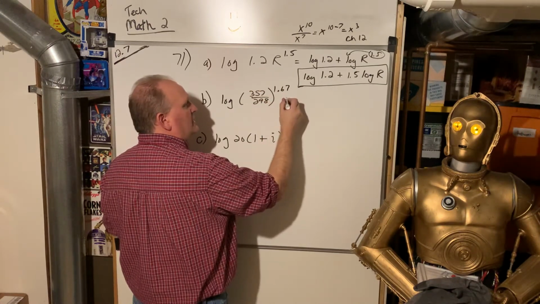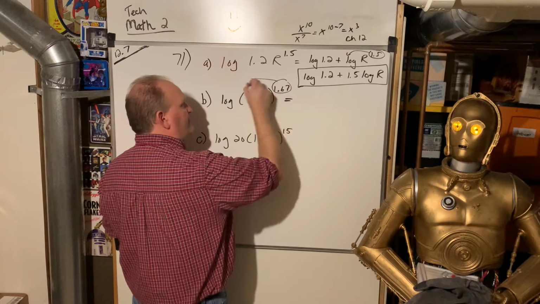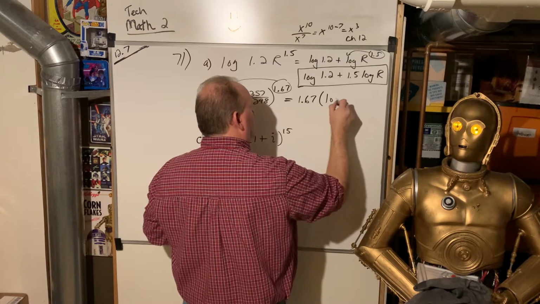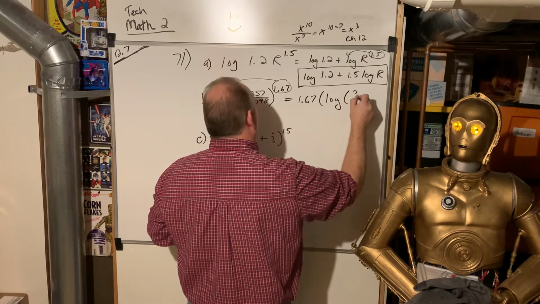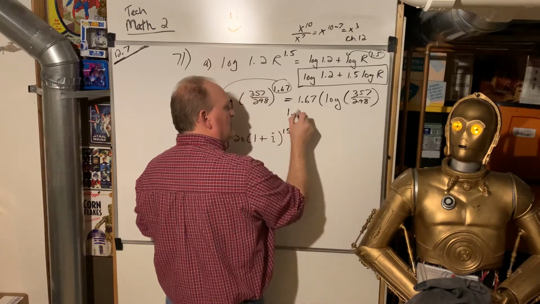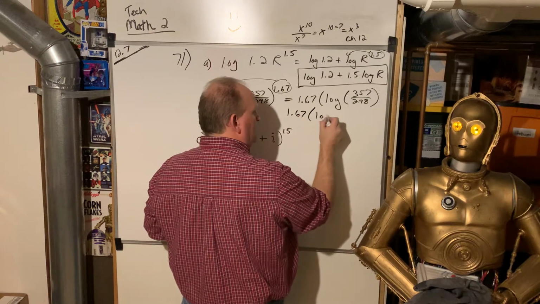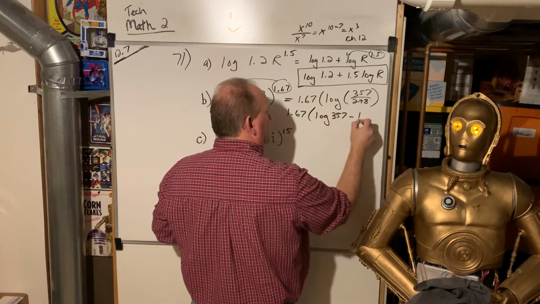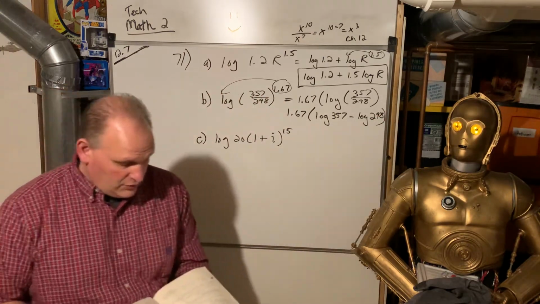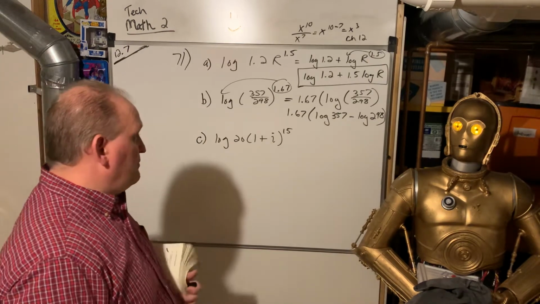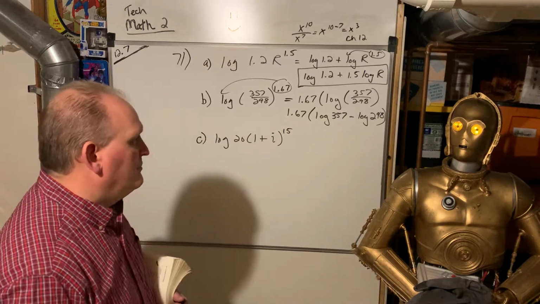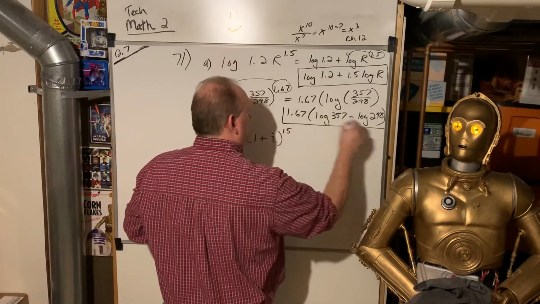This is a different story. We can pull this down in front, 1.67 times the log of 357 divided by 298. And now we can write this as two different logs. So 1.67 times quantity log 357 minus log 298. Okay. If you wanted to, you could do the distributive property and write 1.67 log 357 minus 1.67 log 298. But you don't really have to. But you could.